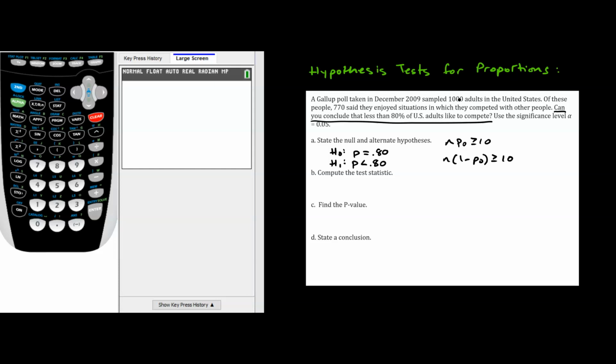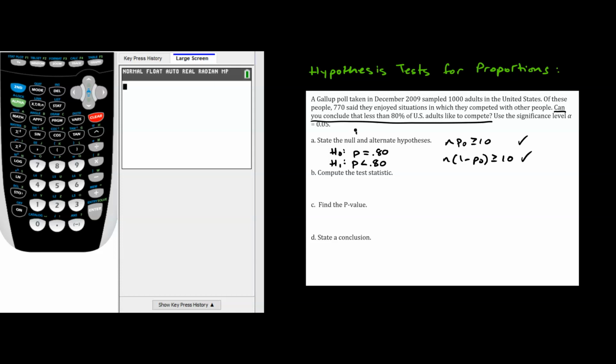And so if you took 1,000 and multiplied it by our p naught of 0.8, you're going to get a really big number. It's going to be well over 10. The same thing if you did n times 1 minus p naught. Even if you did 1,000 times 1 minus 0.8, you're still going to get a number that's in the hundreds. And so both of those conditions are met.